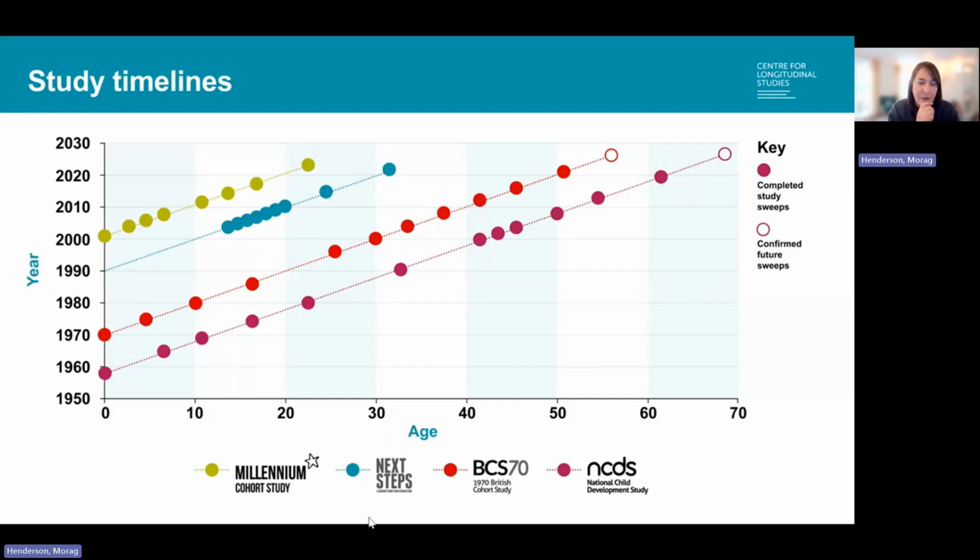So, taking this a bit further in a bit more detail, here are the study timelines for the 4 core cohort studies. This chart shows the years on the y-axis and the age on the x-axis. This visualization allows you to note where each sweep of data was collected, at what age, what time point. So it allows us to think about the spacing of the sweeps by study and by age and life stage.